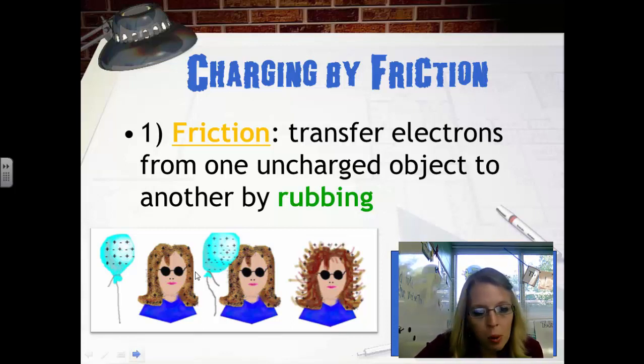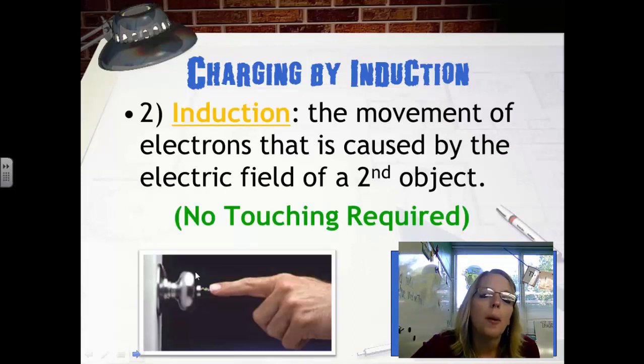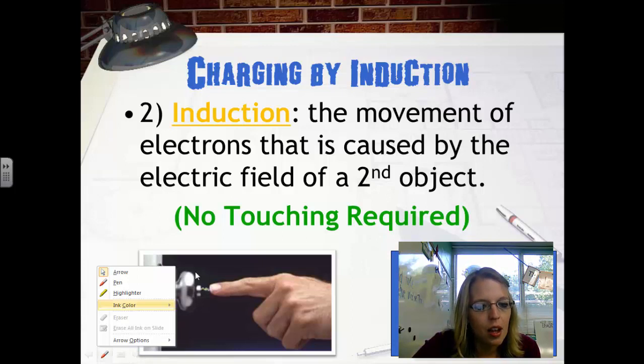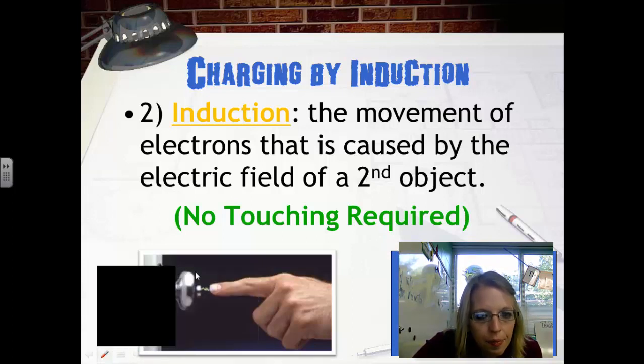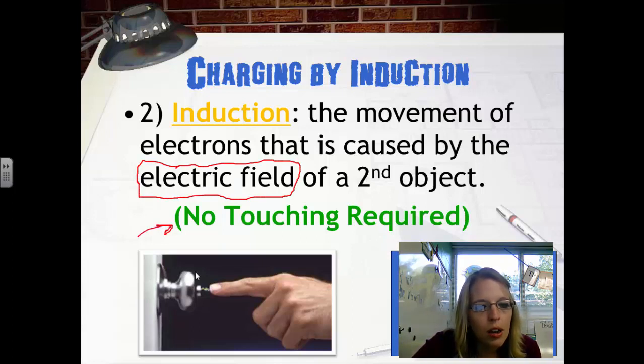So let's look at the middle one. This is a new word. This is called induction. This is the weirdest one to understand. So this is the movement of electrons that is caused by the electric field of a second object. So let's take our little pen here and really go around and circle that electric field. And then you see in green how I wrote no touching required.